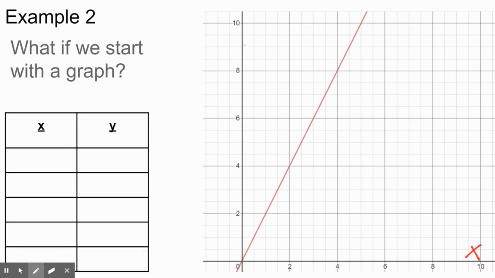This is x. Remember, x is lying down, and y is standing above going, why? And then what we need to do is we need to actually make a table from this line. So what we're going to do is look for points that actually line up well. So I can see that there's 2 and 4, so that can be a point. I see that we have 4 and 8, so that can be a point.